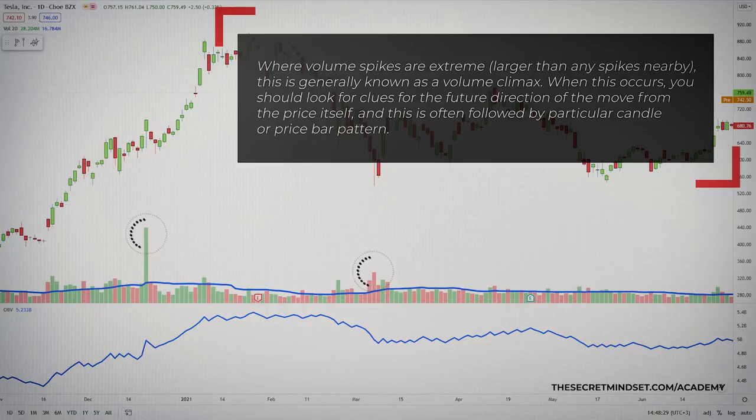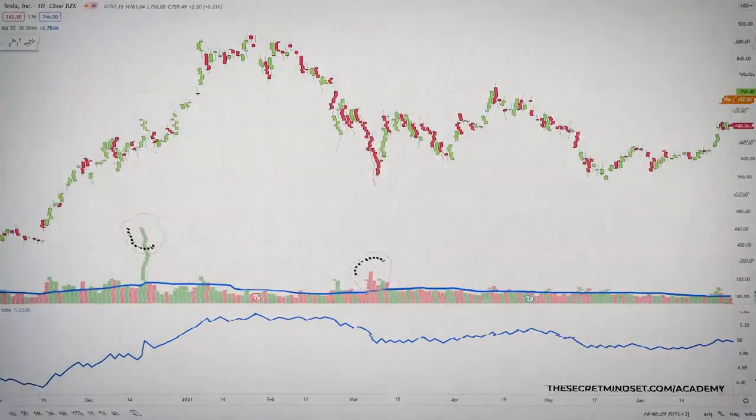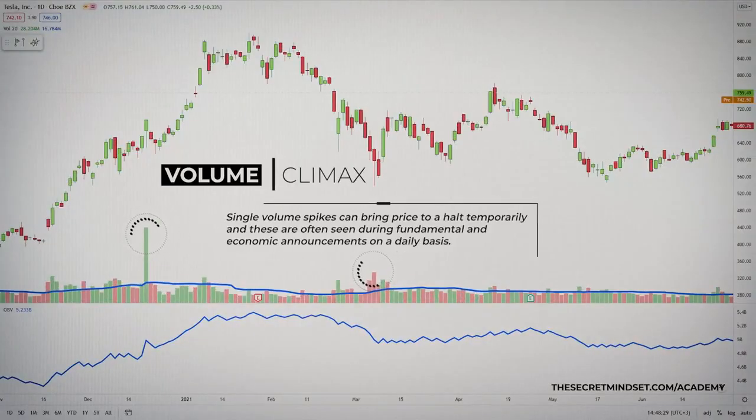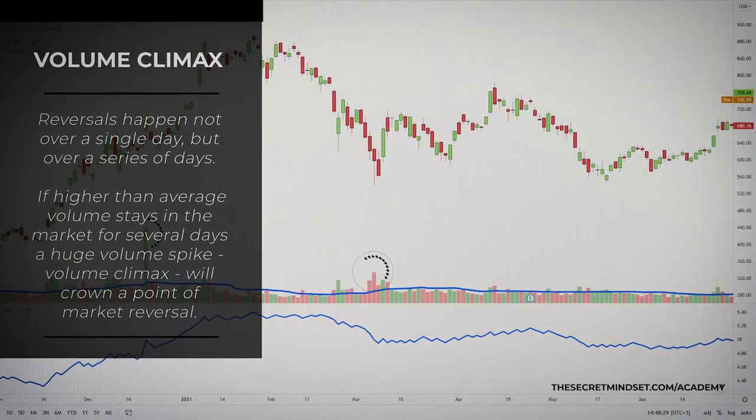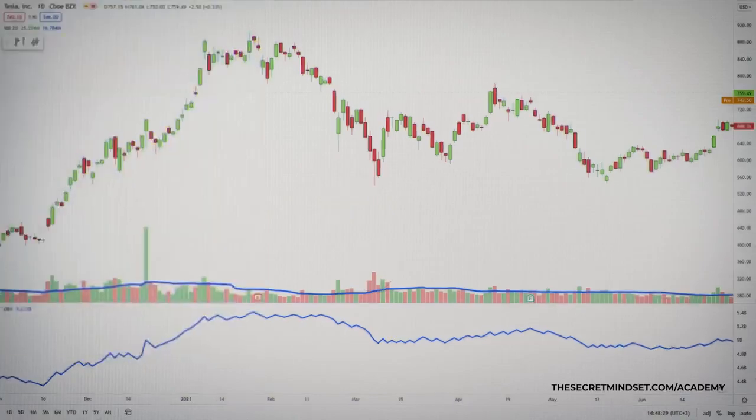When this occurs, traders should look for clues for the future direction of the move from the price itself, and this is often followed by a particular candle or a price bar pattern. Single volume spikes can bring price to a halt temporarily, and these are often seen during fundamental and economic announcements on a daily basis. Reversals, however, happen not over a single day, but over a series of days. If higher than average volume stays in the market for several days, a huge volume spike, volume climax, will crown a point of market reversal.